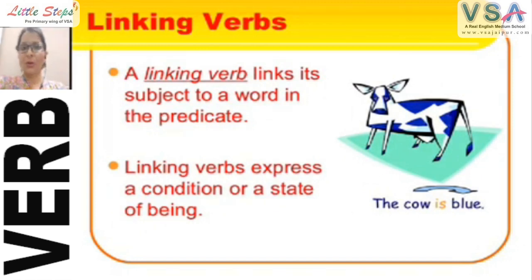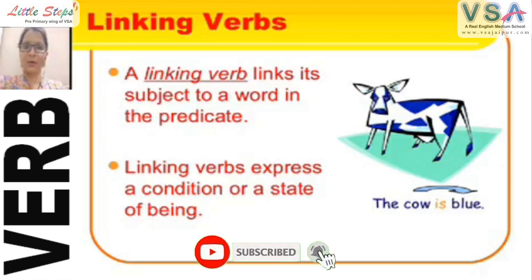Still we talked on action verbs. Action verbs are of three tenses, or we may say of three kinds, such as present tense verbs, past tense verbs, and future tense verbs. Now we are going to talk on linking verbs.